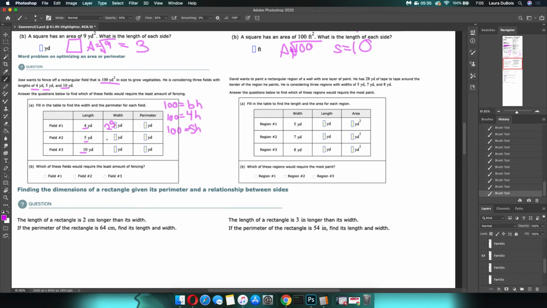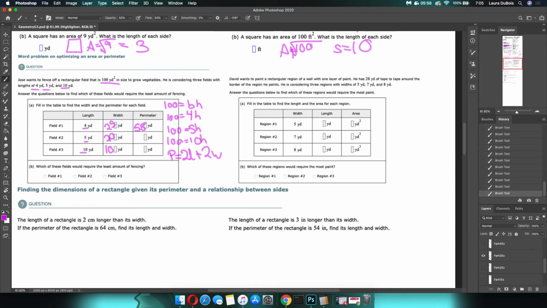Divide by 5, your width is going to be 20. What if 100 equals 10h? Divide by 10, your width is 10. And now based on that, what's the perimeter going to be? Perimeter, again, being twice the length plus twice the width. So 8 plus 25 doubled is 50, so this will be 58.